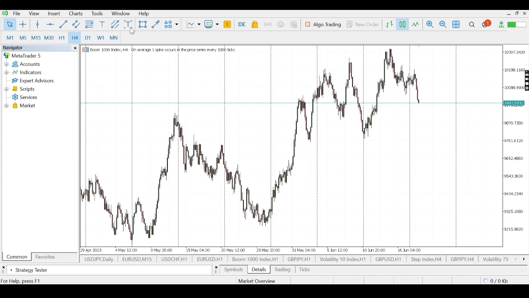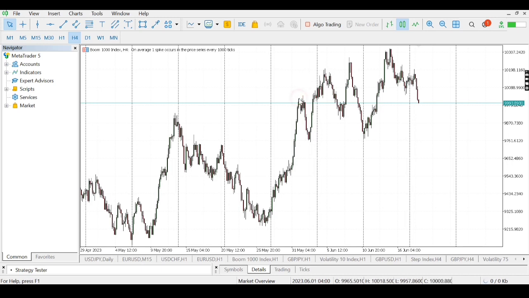So let's analyze this Boom 1000, Boom 1k on H4, right? Remember, we actually start on the H4 for our directional bias. So as you can see, we have to identify in which direction the market is actually going, right? So we must first see whether we are having swing highs, swing lows, and whether we are having a trending market or a ranging market.